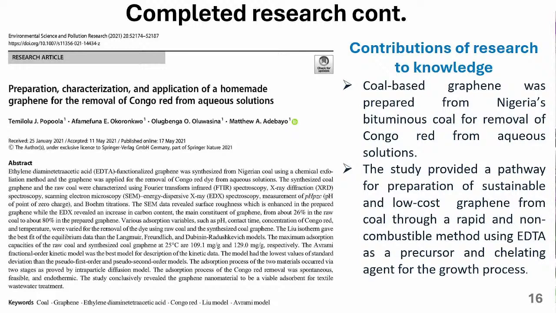And in this report, the preparation, characterization, and application of graphene produced from local coal was used for removal of Congo red. So the coal that we have here in Nigeria, bituminous coal, can be converted using the non-combustible method into graphene oxide that will be effective, be efficient for water treatment.